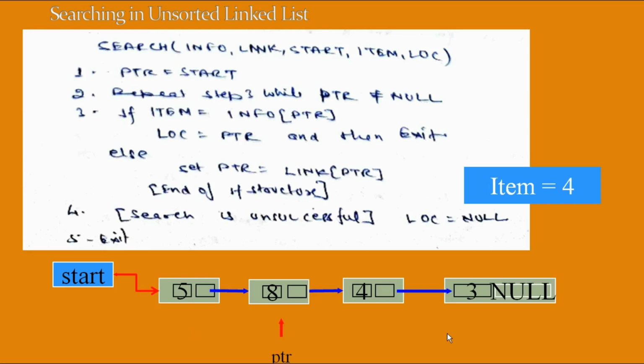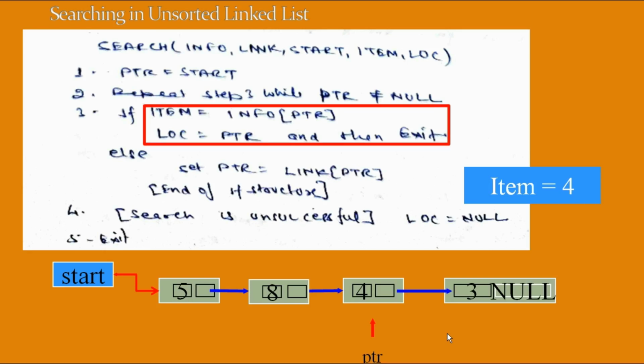Again, the process is repeated: the info field is compared with the item. If it is not matched, the pointer is moved to the next node. Again, in this condition, the item is matched with the info of PTR. We can see here, if the item equals info PTR, we simply assign the address of the current node, which is stored in the PTR, to the location pointer, and then we exit.